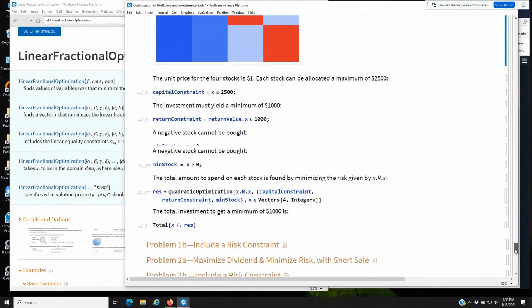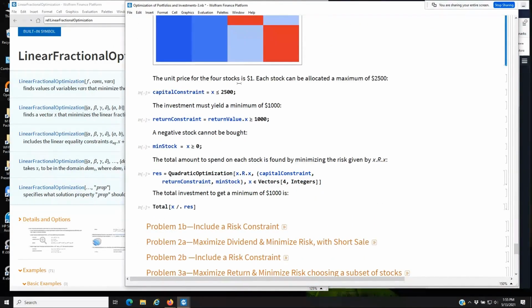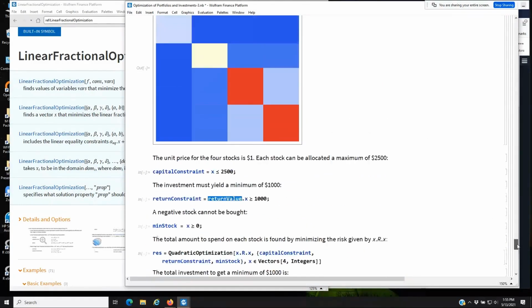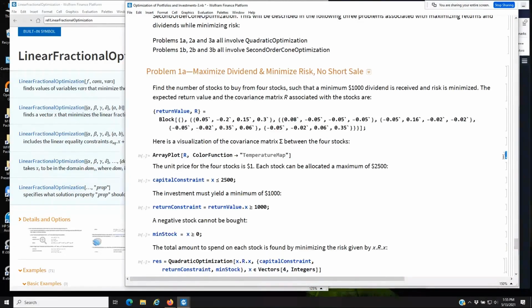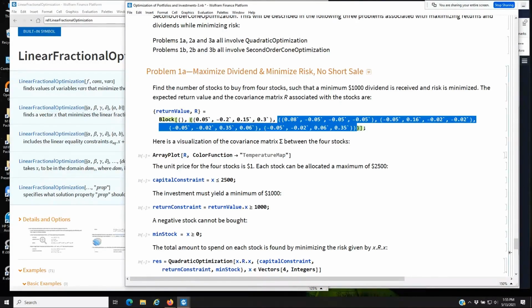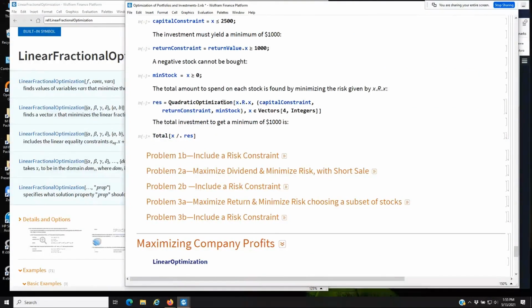Now, what I want to do here is the unit price for each of the 4 stocks is $1. I've got a maximum of 2,500. I want a return of at least 1,000. So the return value, which we've specified up here, this is mu. Okay, basically this is sigma or R. And so it's going to be quadratic optimization again, with our capital constraint, our return constraint, and a minimum stock value.